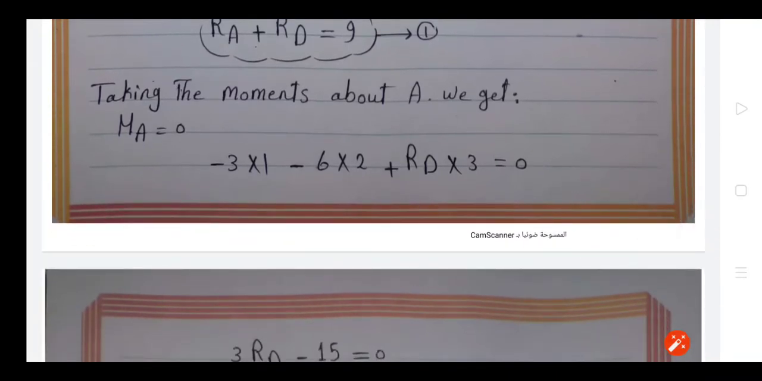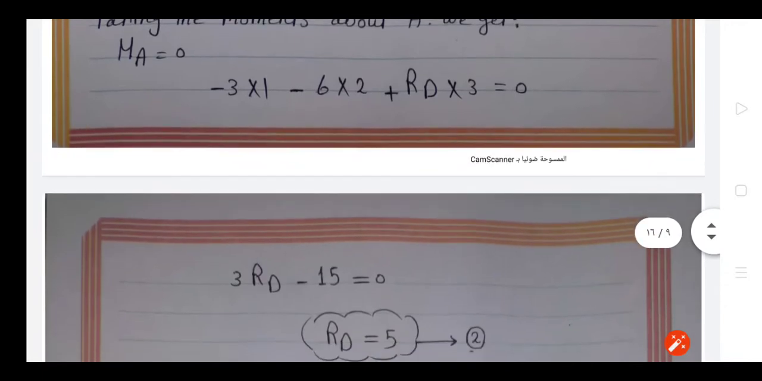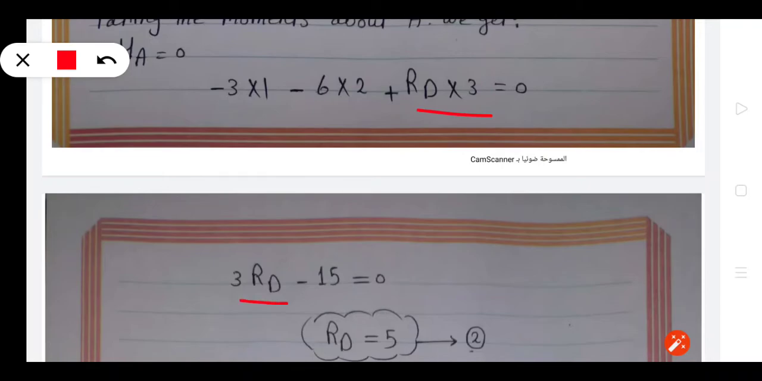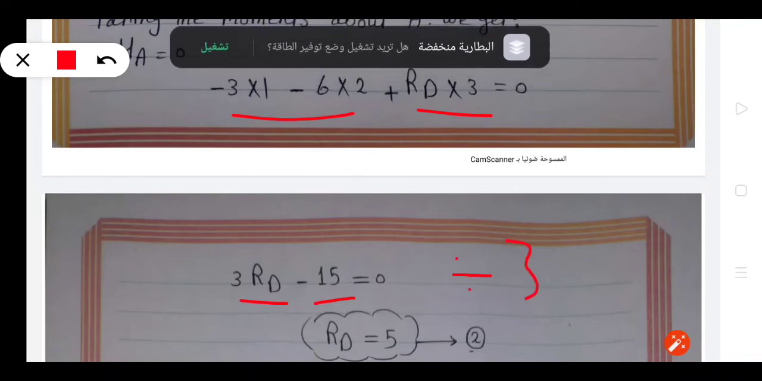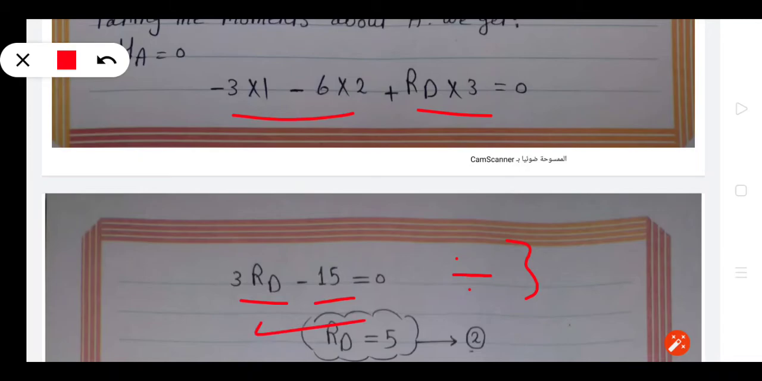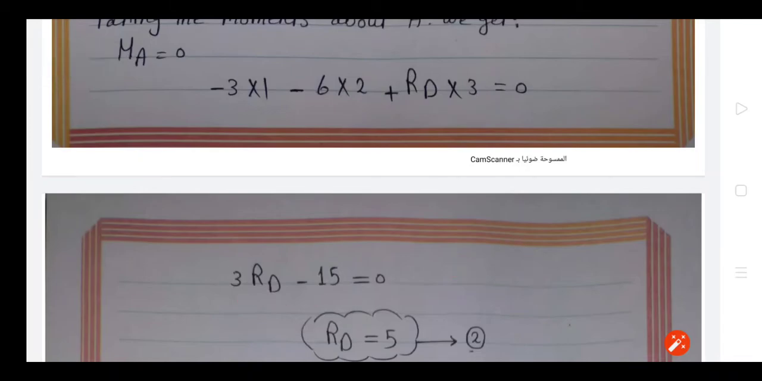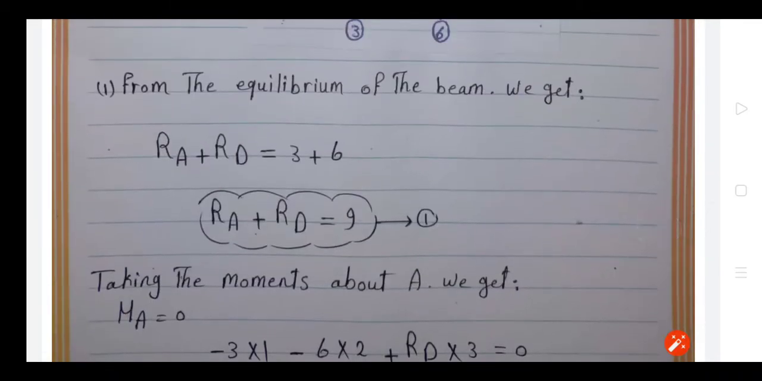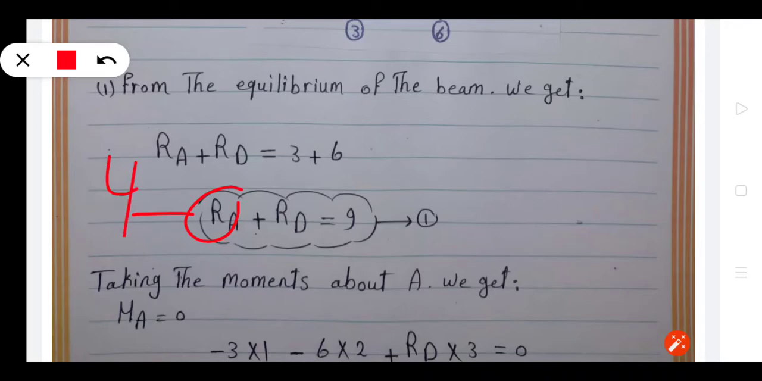Now, to find RD, we have 3 RD minus 15 equals 0, divided by 3. RD equals 5. We take this relation, RD equals 5, in relation 1, RA plus RD equals 9. So we can find RA, which is equal to 4.